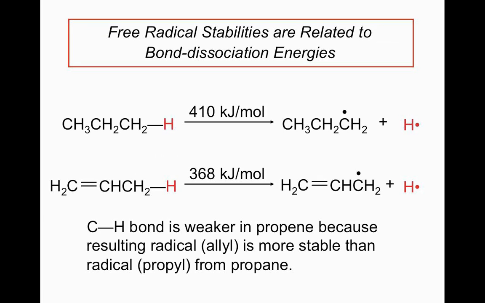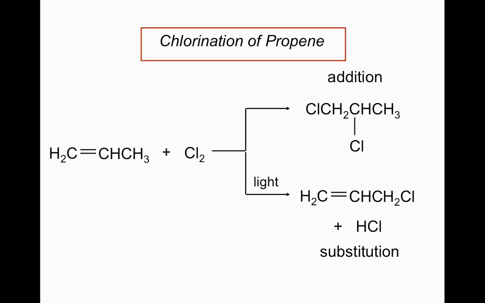As such, it's much easier to create allylic radicals than it is to create alkyl radicals due to the fact that electron delocalization weakens the strength of the allylic hydrogen-carbon bond relative to the alkyl hydrogen-carbon bond, as we can see on this slide.